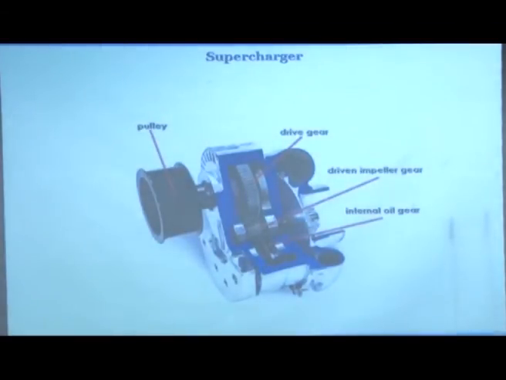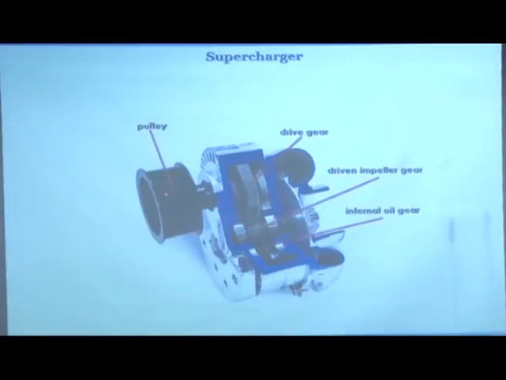Now, superchargers are more expensive than turbochargers. Why? Because here you need a gearbox, and you can see this is the gearbox. It is complicated, gear manufacturing is more complicated, and this is the turbine part, which is very similar to a turbocharger. Superchargers are actually much more expensive than turbochargers, and you can see the size is definitely much bigger than turbochargers. So the supercharger size is also quite big comparatively.